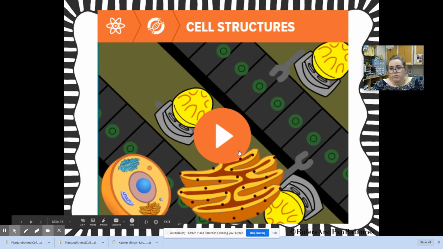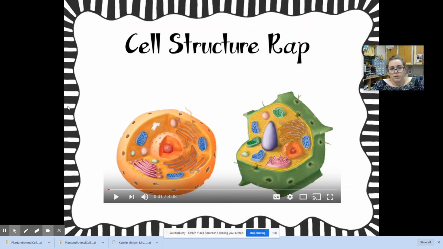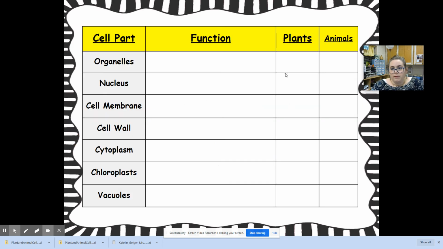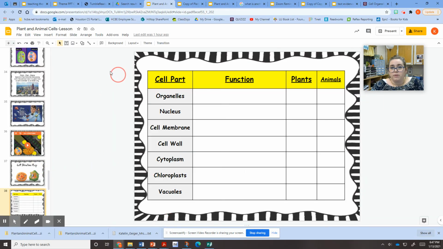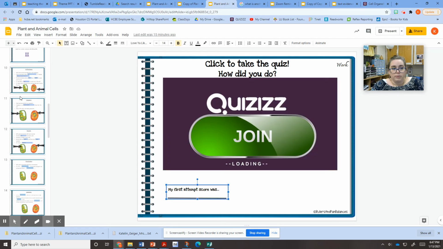Last is our cell structure, our cell wrap, and then where you're filling in these cell functions. So, hopefully, that was a big help for you so that you are able to fill in these things.